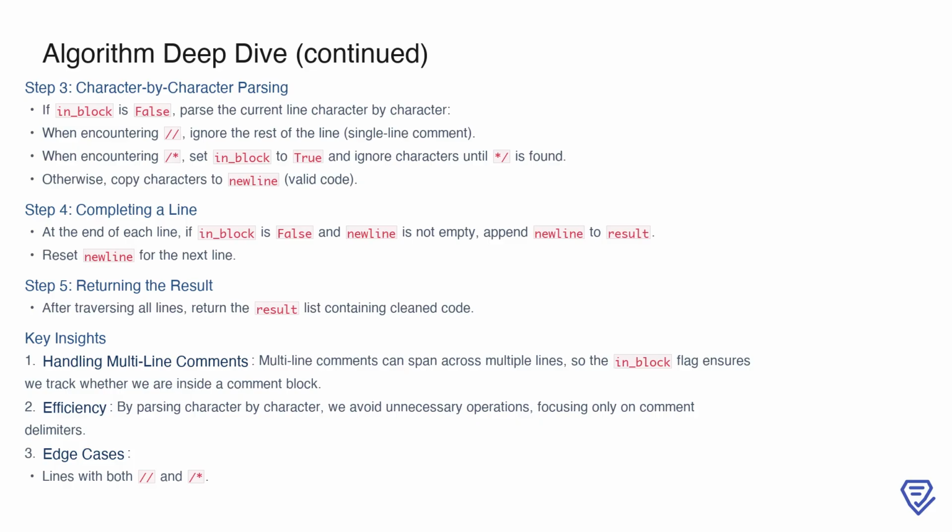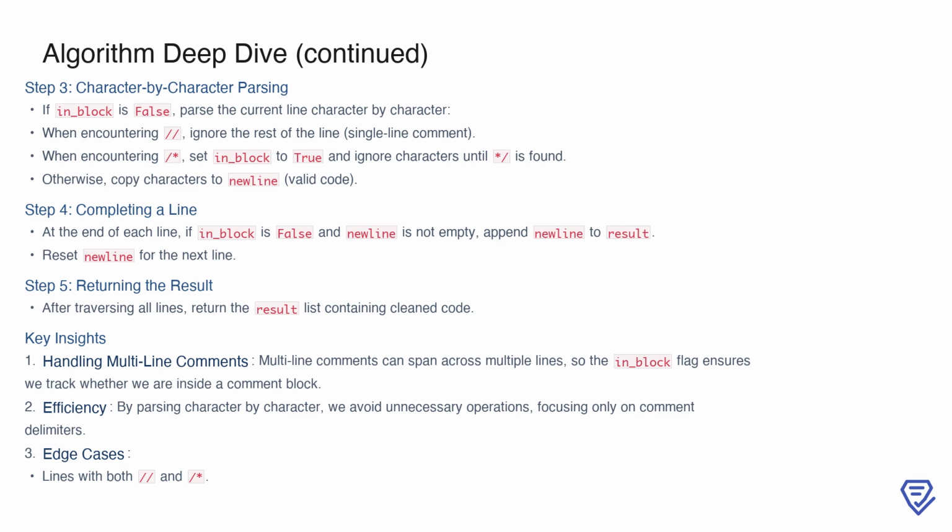If we find //, we know we've encountered a single-line comment, so we can ignore everything from that point onward in the line. If we find /*, we recognize the beginning of a multi-line comment, so we set in_block to true and skip all characters until we locate the closing */. If neither of these conditions is met, the character is part of valid code and should be added to newLine.